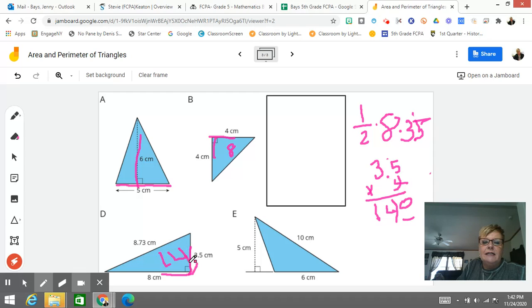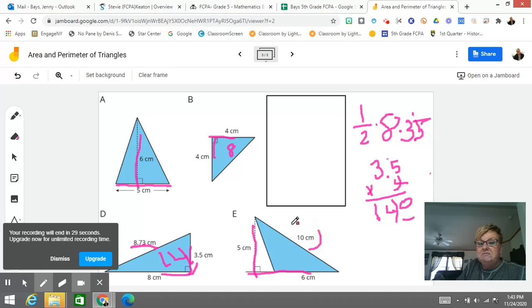And notice it gave us another measurement up here, but that's not important for finding the area. It's an extra number that we don't need. Here we're looking for our L. The base and the height have to be perpendicular, and there they are. So 6 and 5. 6 times 5 is 30. Half of 30 is 15. The 10, extra information, we would use it for certain measures, but not for area. We don't need to know that number in order to find the area.